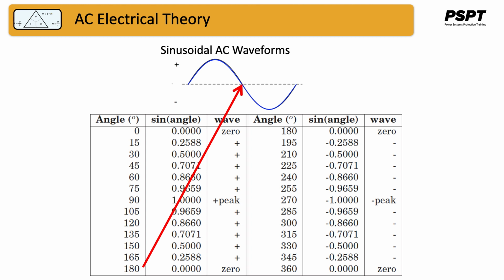At 270 degrees, the waveform, voltage or current, is at a negative maximum, and at 360 degrees, we've gone through one complete cycle, and essentially we're going to start all over again. So the angle is 360 or 0 degrees, and we are once again back at 0.